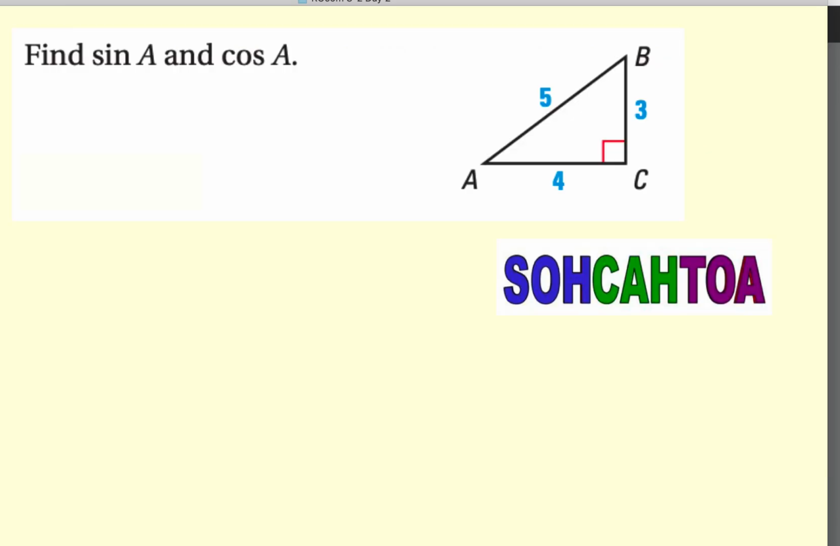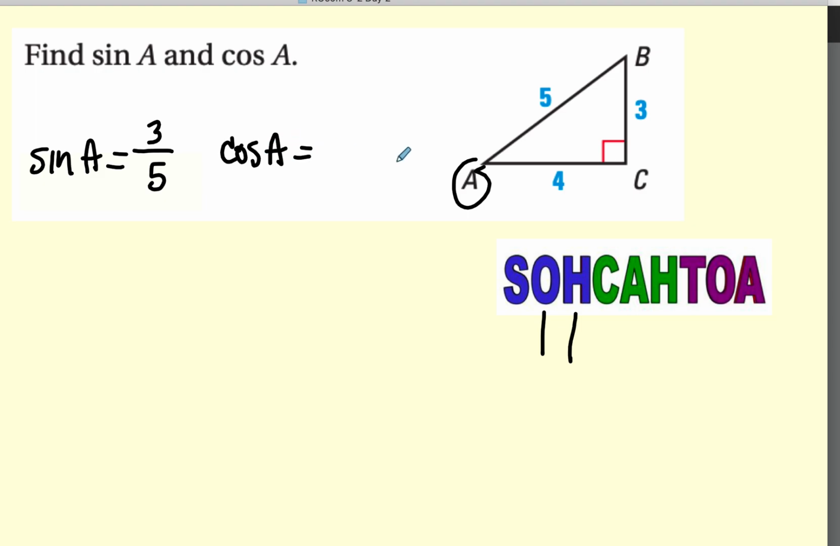All right, let's go ahead and practice finding the sine of A. The sine of A is equal to, now here the mnemonic helps me. It says it's opposite, and here's A, and I look at the opposite, and that's 3, and then over the hypotenuse, which is 5. The cosine of A, and the mnemonic says cosine is adjacent, so I look for the adjacent leg, which is 4, over the hypotenuse.